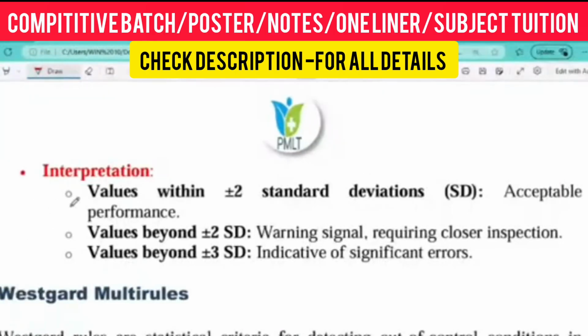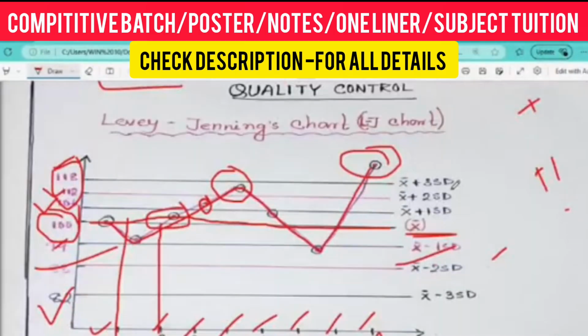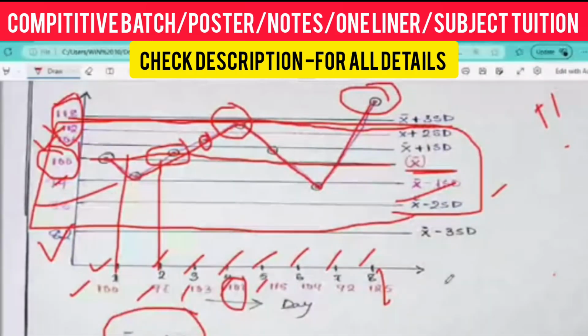Values within plus minus 2 standard deviations are acceptable. Getting my point? Within plus and minus 2, this is the value we are taking as acceptable. So the 8-day value is rejected. Yes or no? The 8-day value has already crossed. At 125 it is crossed, so it is not acceptable.